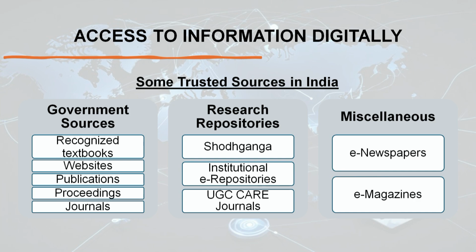Research repositories, we have the Shodhganga, we have the institutional repositories, and of course we have the government repositories which can be there. It can be NCERT, it can be UGC journals, or any other government body journals can be there. And then we have the miscellaneous e-newspapers and e-magazines. Certain established newspapers and magazines put their e-content, or they are now in e-form, and they can be available there.